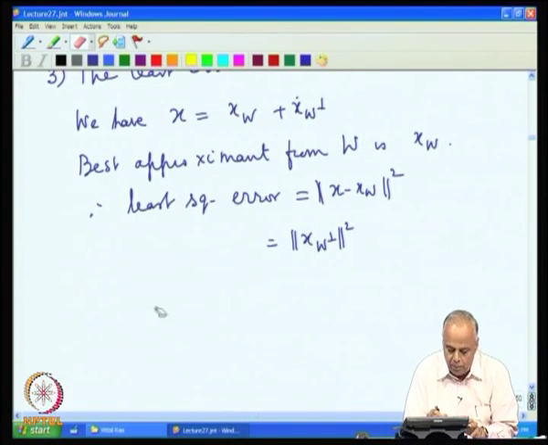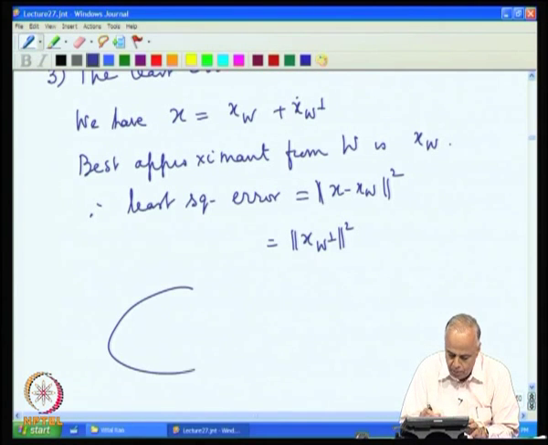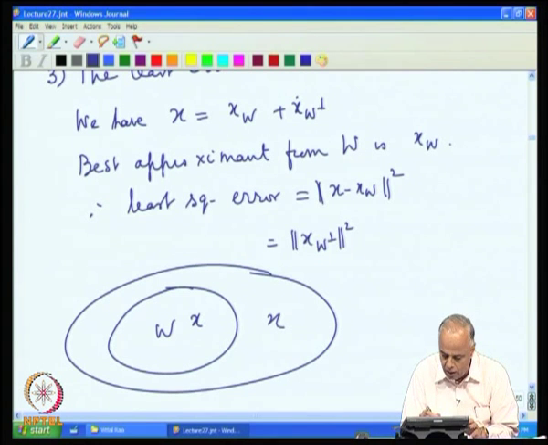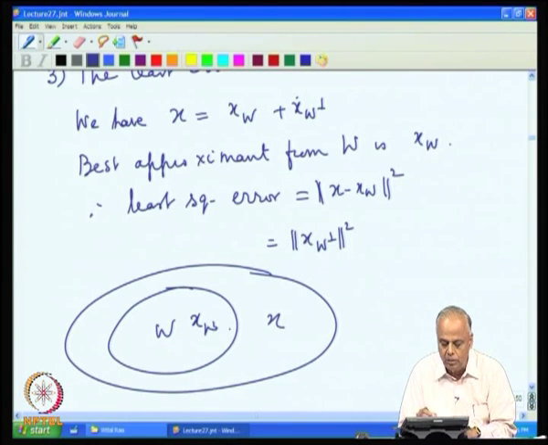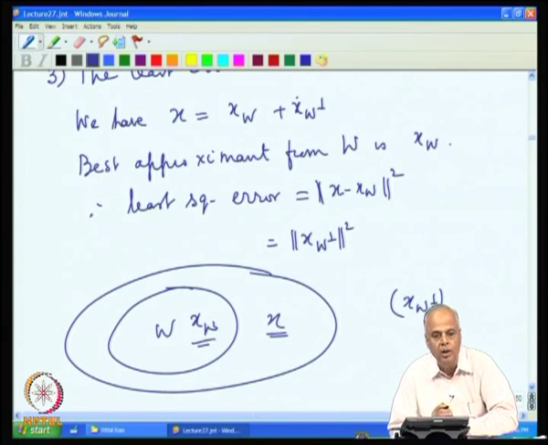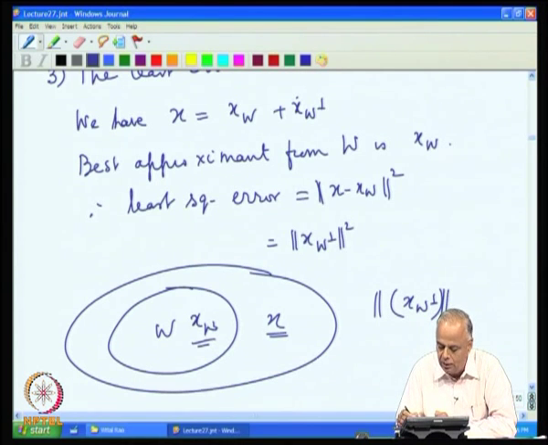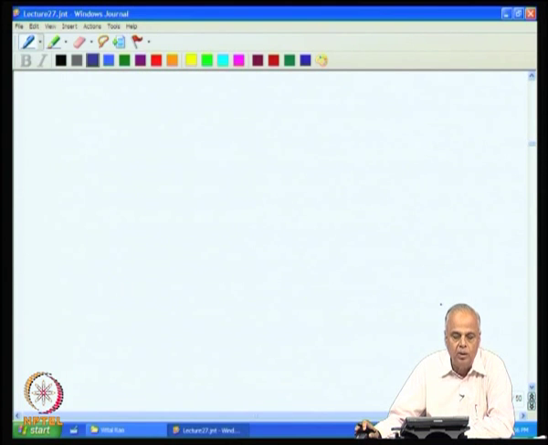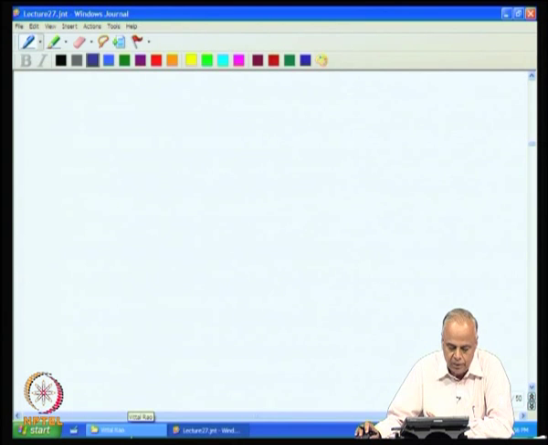So, if you take W, and if you take x, and if you look at x_W, this will be the best approximation of x onto W. And what is the error? The error is the remaining part of x, which is x_W perp. This is the error vector, and therefore the length squared is the error squared. So the error is given by the length of the orthogonal complement, and the approximant is the original vector.